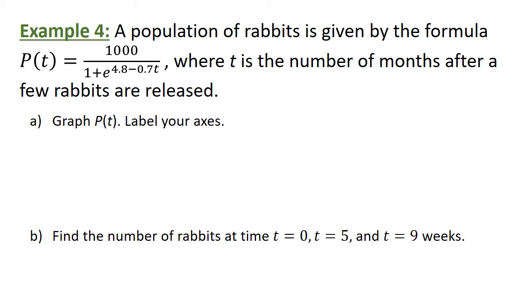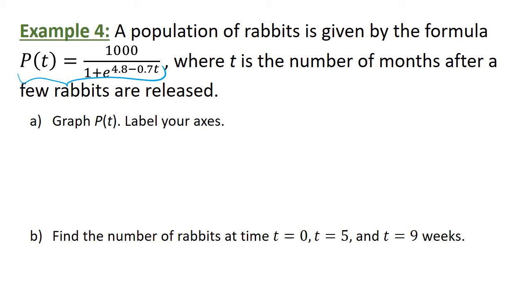Here we're talking about the population of rabbits, and it's given by this formula here, where t is represented by the number of months. The first thing you're asked to do here is to graph this function and label your axes. I think it's important that you try to graph this on your graphing calculator so that you can get an idea of how to graph this type of information. So go ahead and pause the video now and attempt to graph this function, and then come back and take a look.